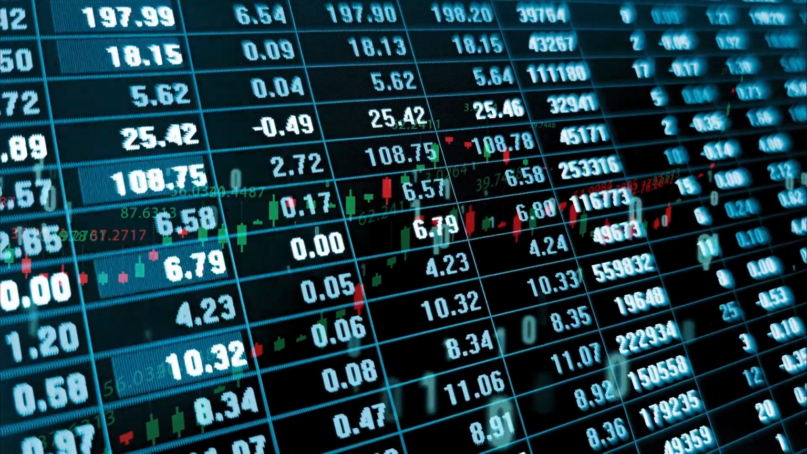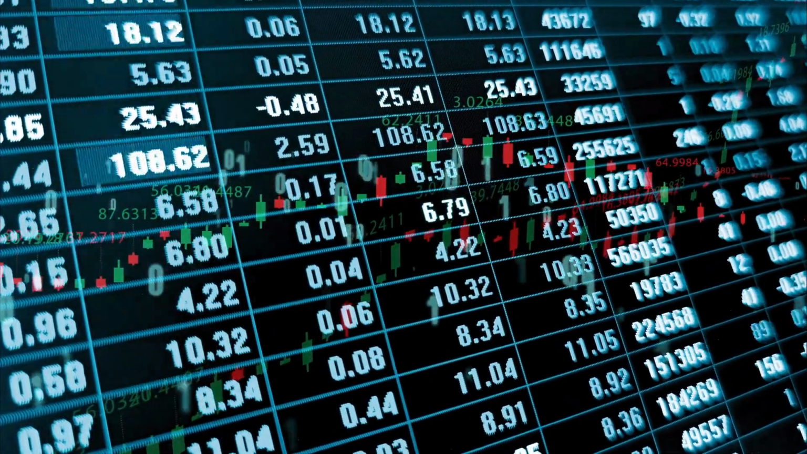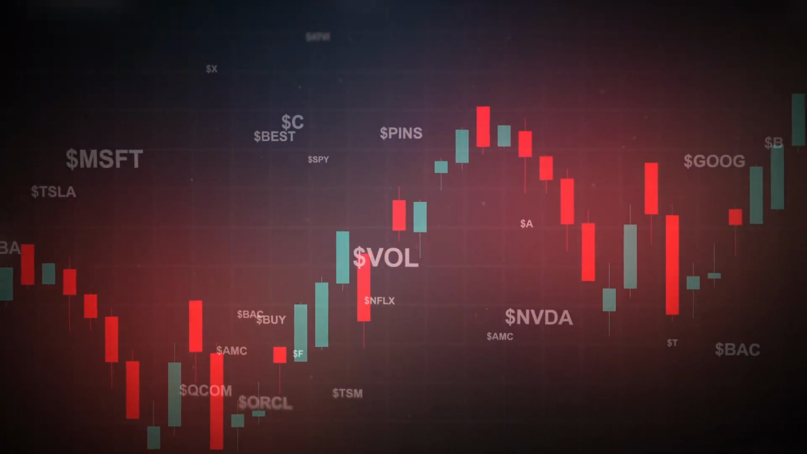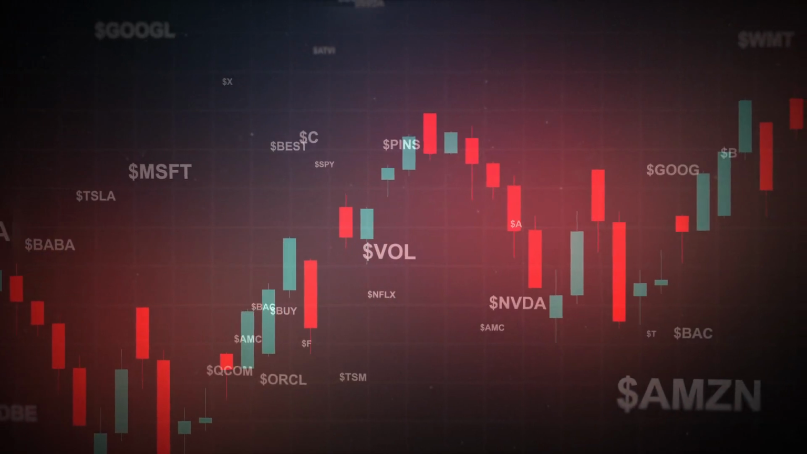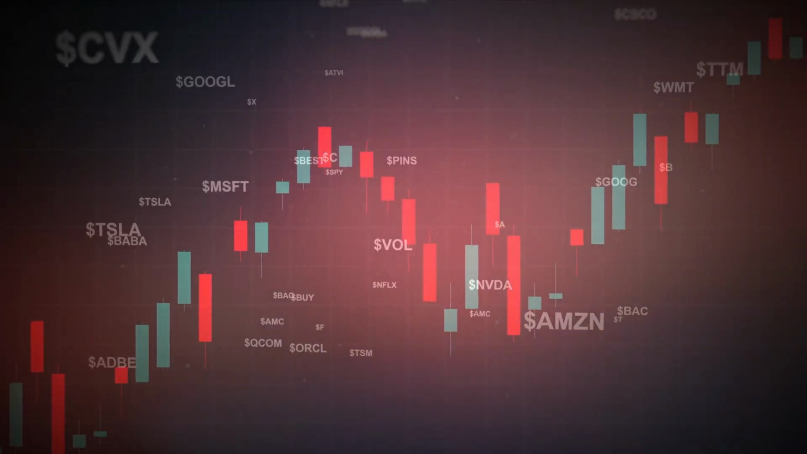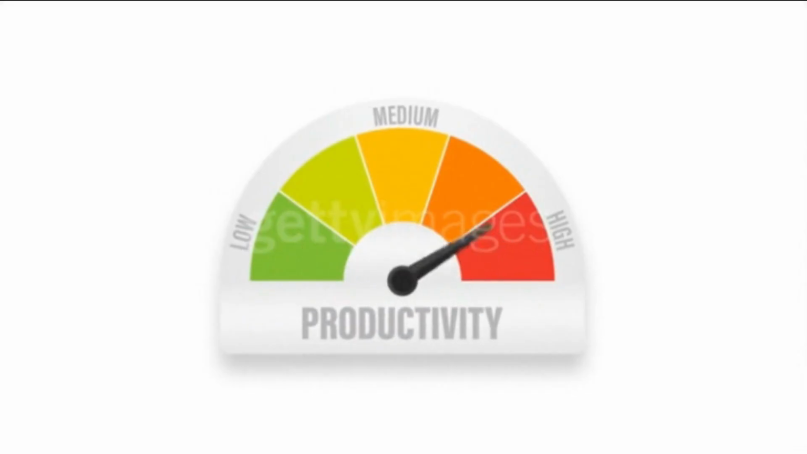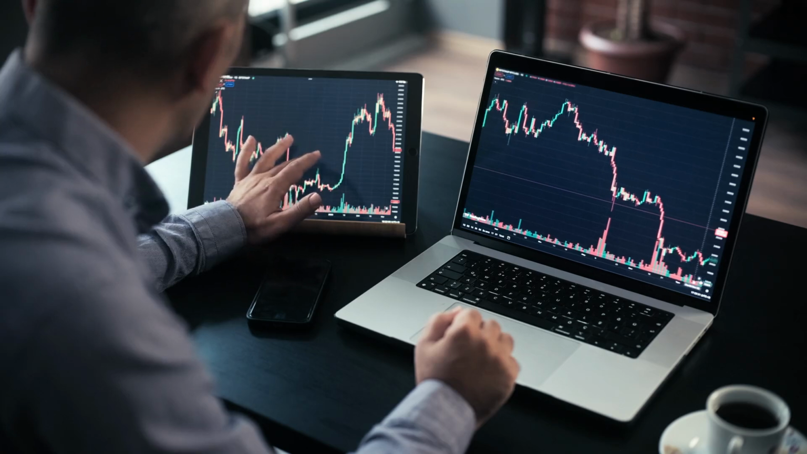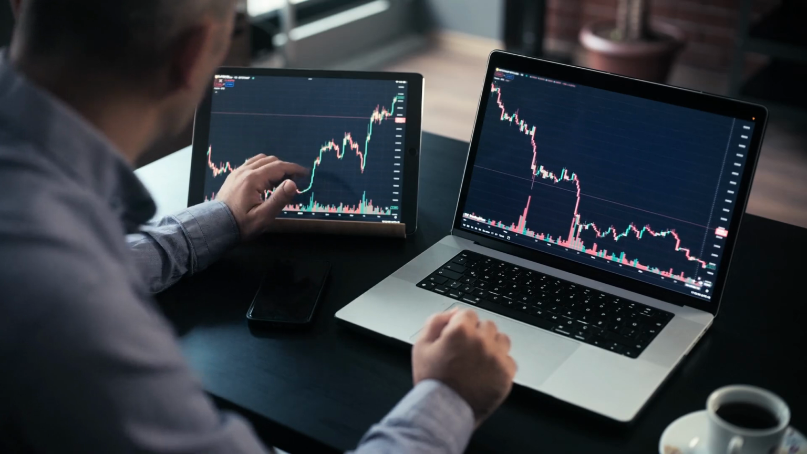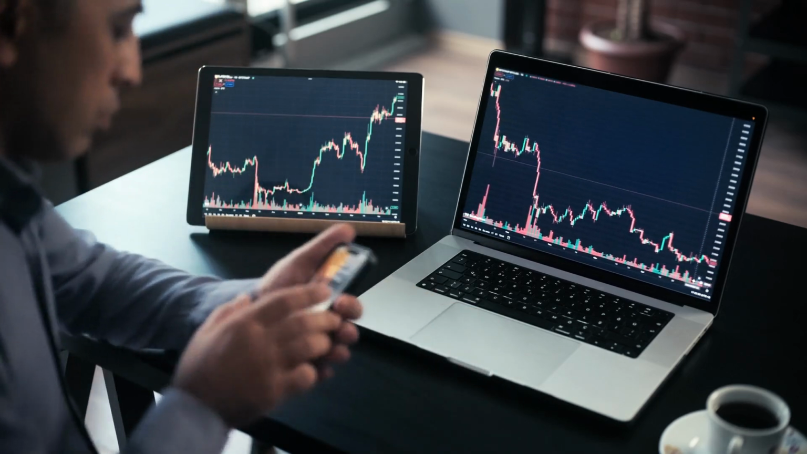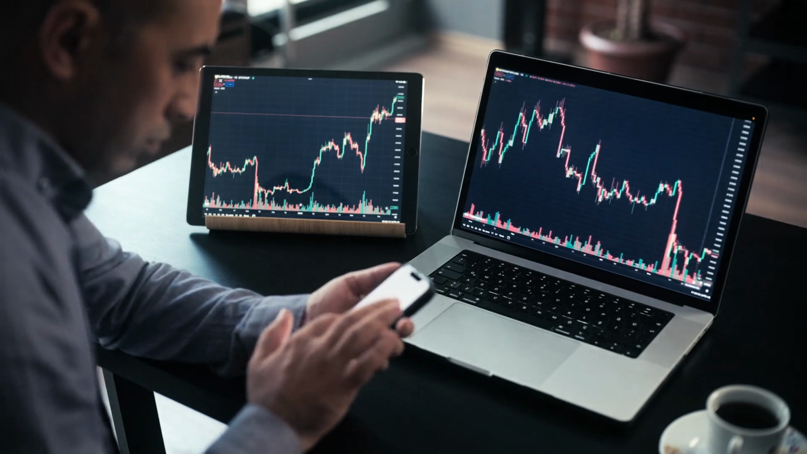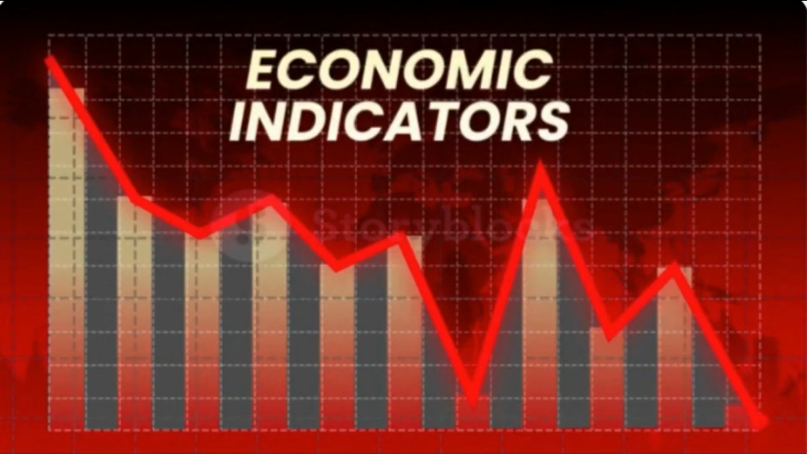Indicators can also help with position sizing. If volatility is high, you may want to reduce your lot size to manage risk. If volatility is low, you might increase it slightly. But remember, no indicator will save you from poor risk management. Always use proper position sizing. Never risk more than a small percentage of your account per trade. And make sure your risk-reward ratio makes sense before entering any position.